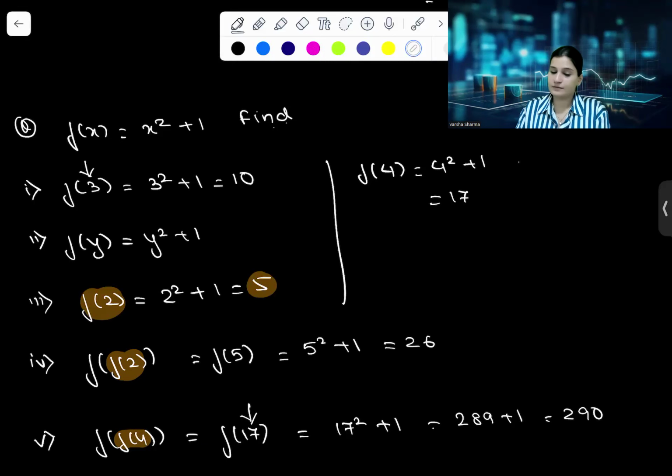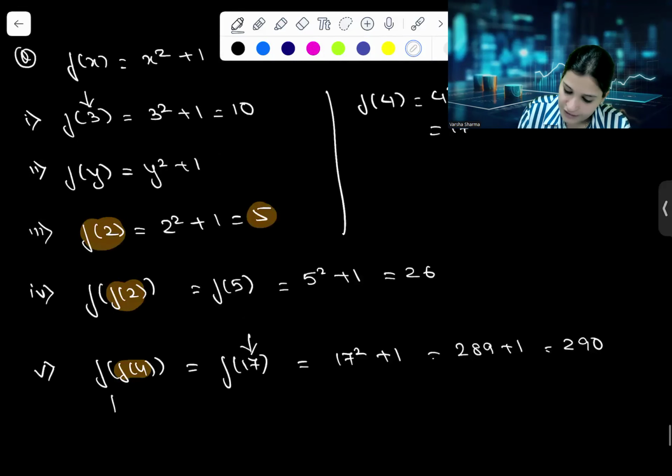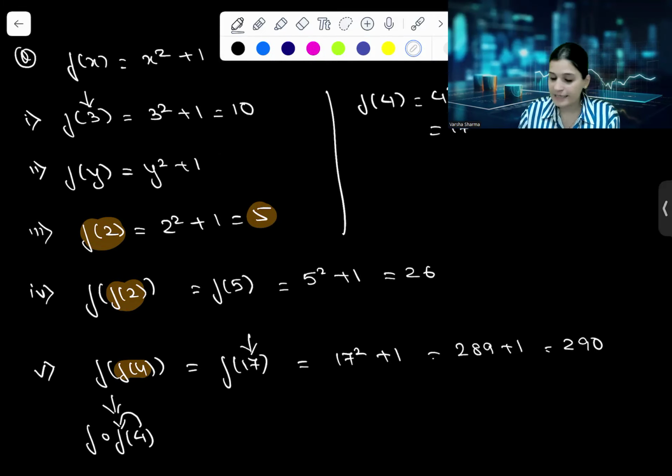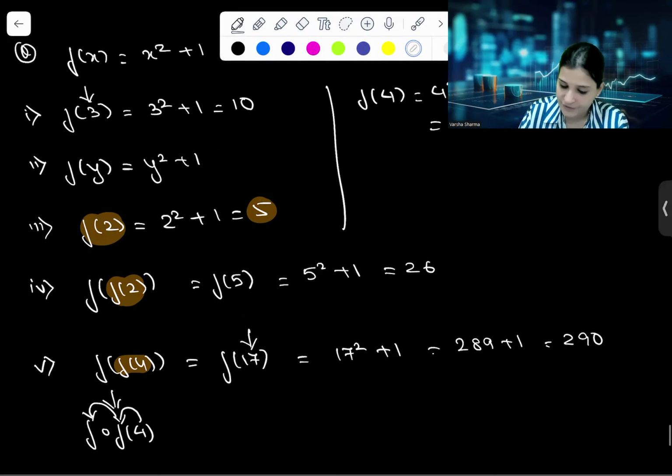Now, I could have also written this as f composite f of 4. F of f of 4 can also be written as f o f. So what happens is, this 4 goes to this place here. Whatever answer I get, that gets transferred to this. It goes from the innermost to the outside, right side to the left.